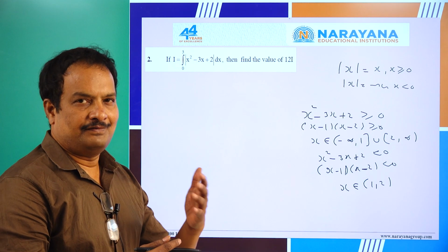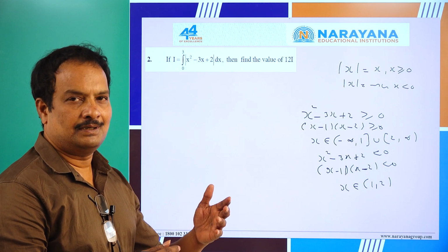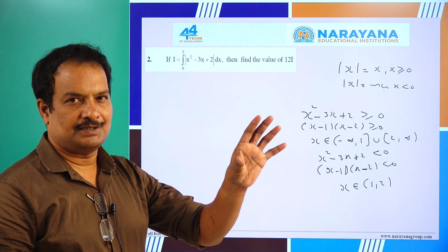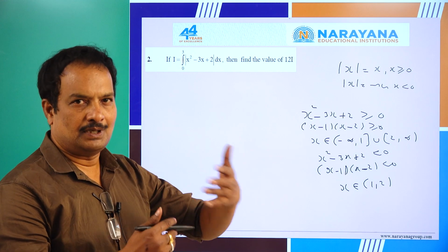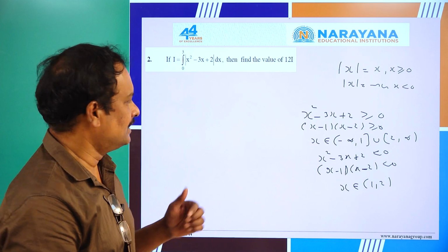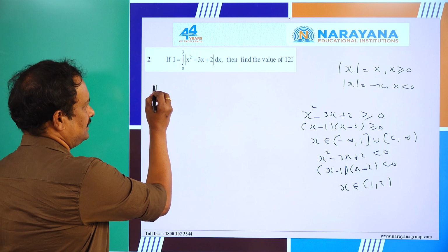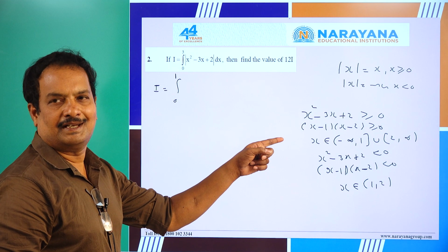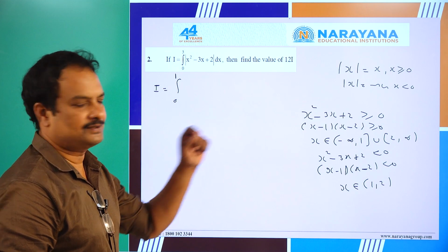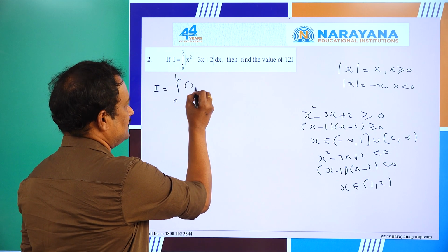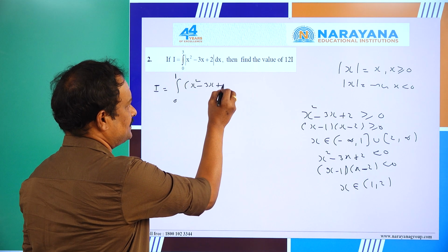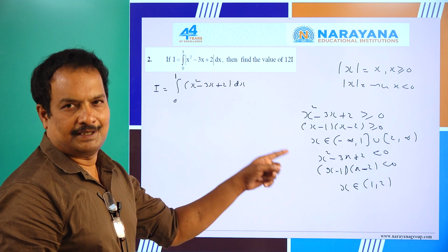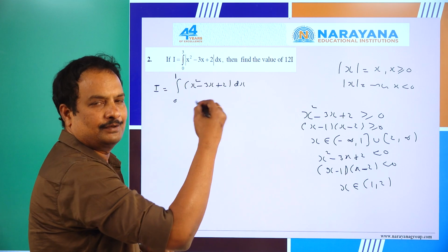The given domain of the function is 0 to 3. From 0 to 1, very clearly, x square minus 3x plus 2 is positive. Similarly beyond 2 also it is positive. So we will split the interval, and I is now going to be written as the integral from 0 to 1, where x square minus 3x plus 2 is positive, so the modulus will be taken as x square minus 3x plus 2 with respect to x. But in between 1 and 2 it is negative, so the modulus will be equal to the minus of x square minus 3x plus 2 here.